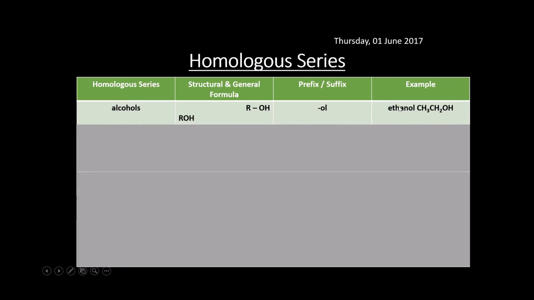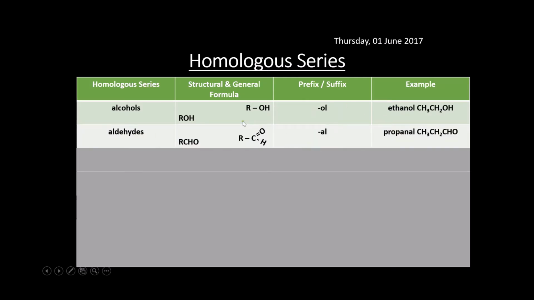An example is ethanol. Aldehydes have this structure here, and they have the general formula RCHO. They end in -al, for example, propanal. As you can see, there's the end of it. By the way, the R stands for an alkyl group. It could be an ethyl, could be a methyl, but it's just an alkyl group. That's what the R stands for. You'll see that a lot.